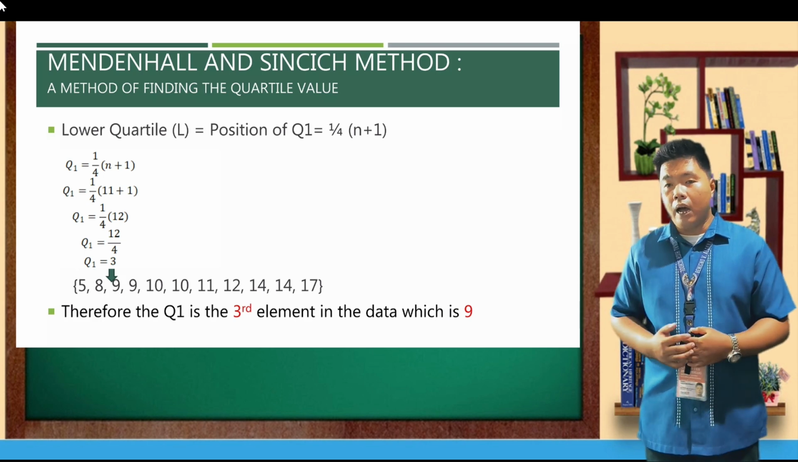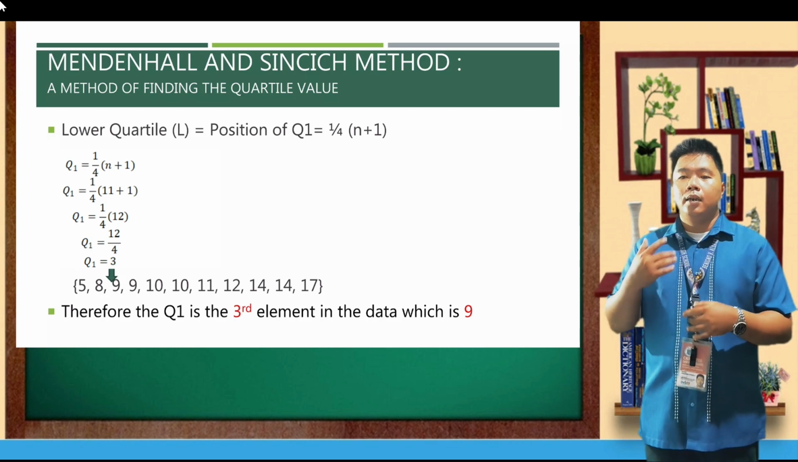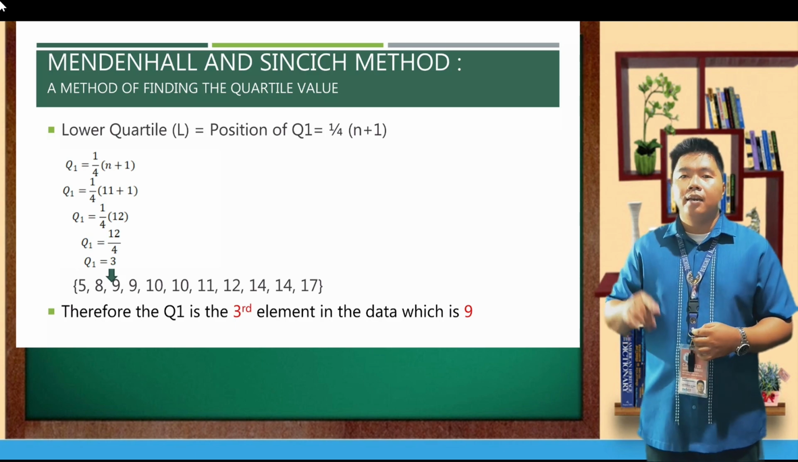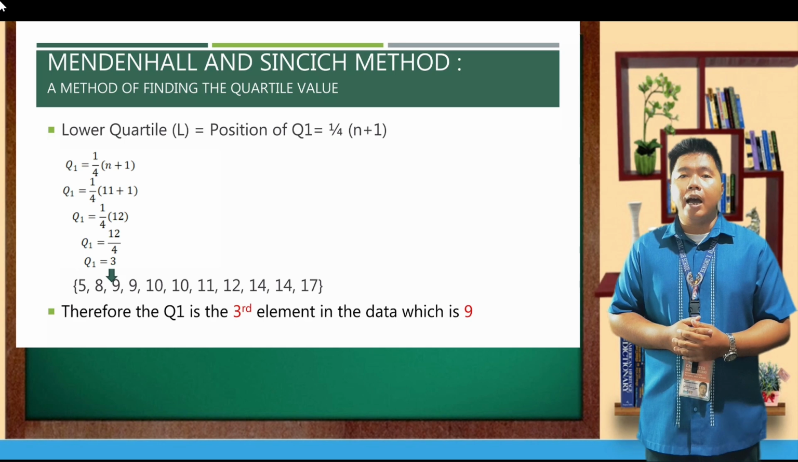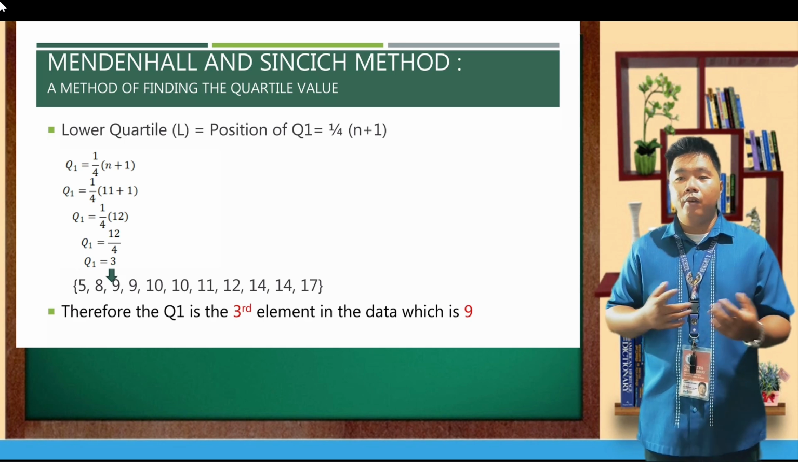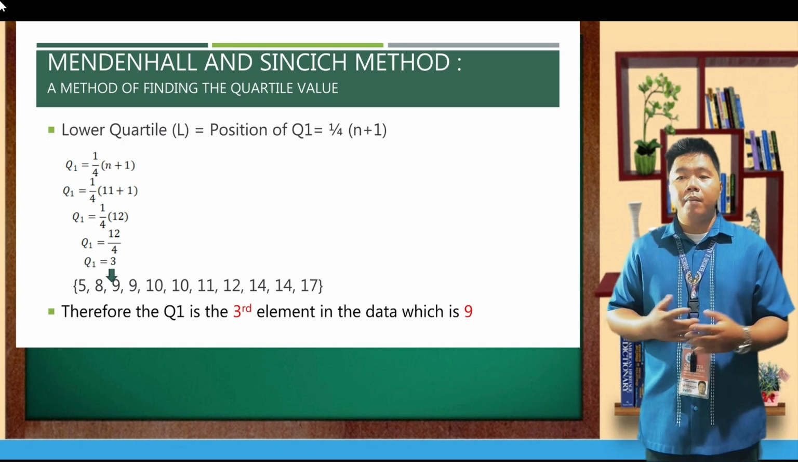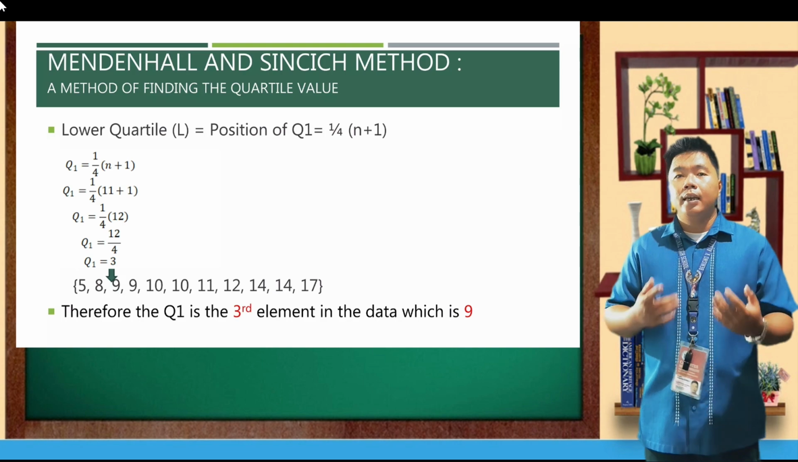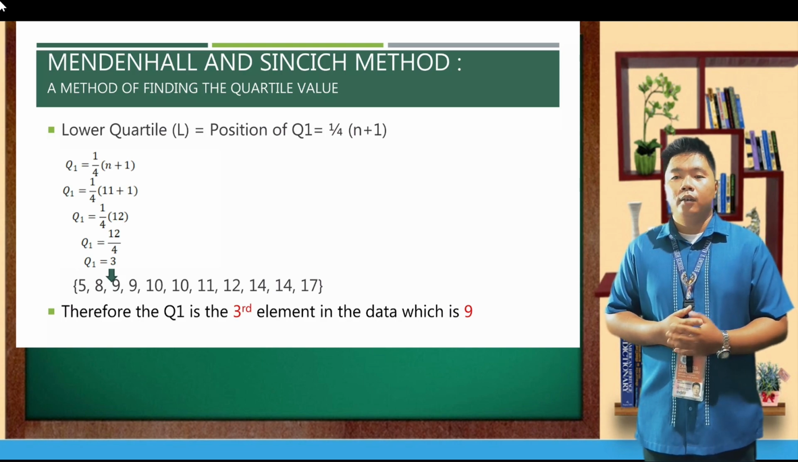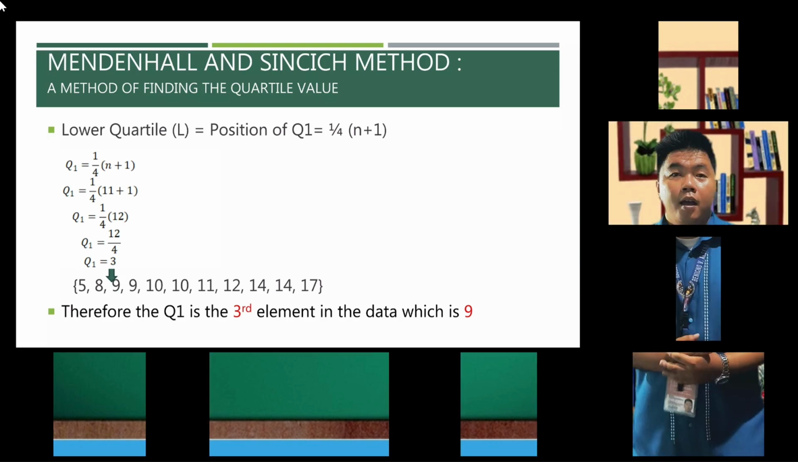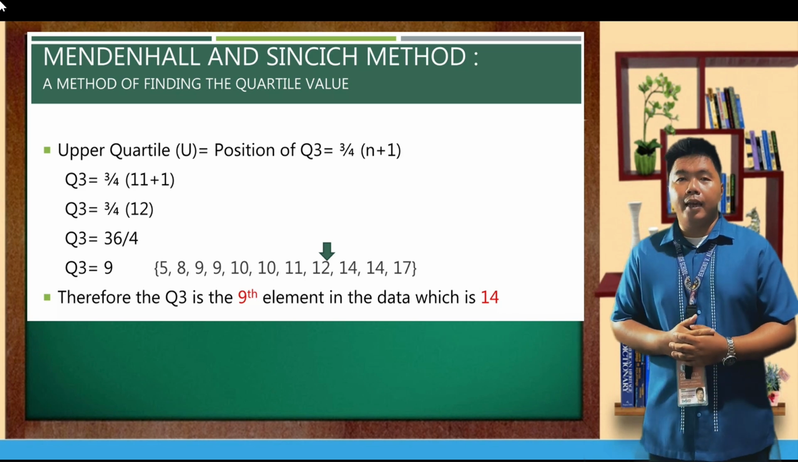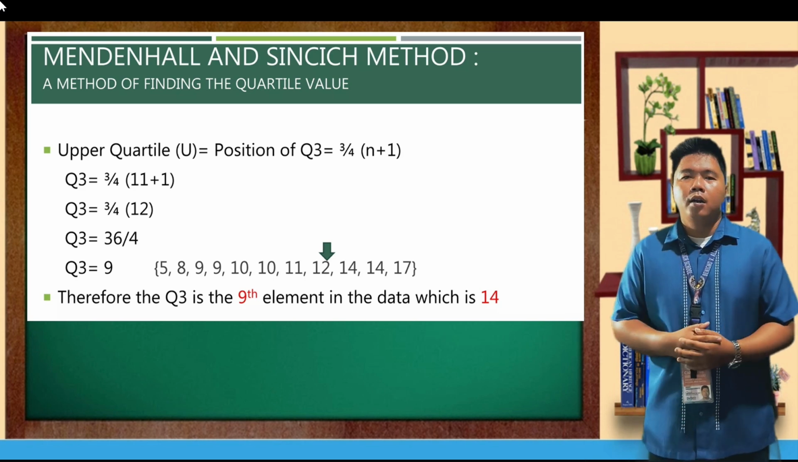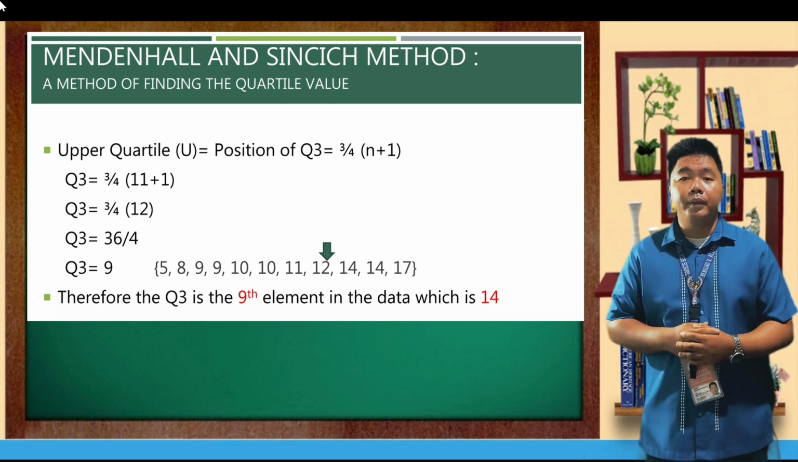So we are going to count from the lowest to highest. So we have 5, 8, and 9. 9 is the third data. So that means our Q sub 1 is the third element in the data, which is equal to 9. So that is the first quartile. Let's move with our upper quartile or our third quartile, or in symbol that is Q sub 3.